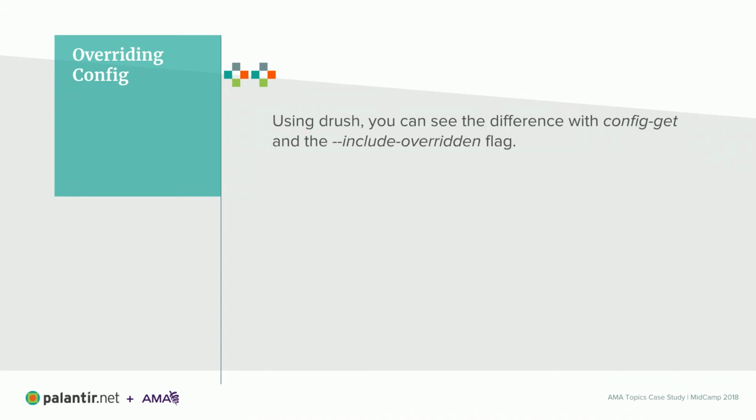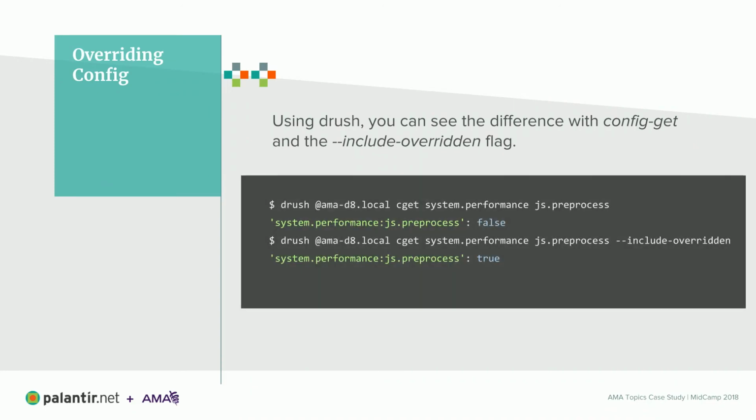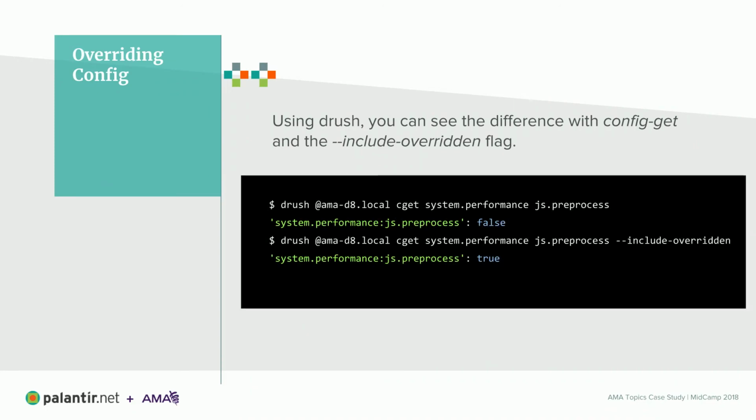And you can also see, using the config get command in Drush, you can use the include overridden flag on there. So, if I want to look at what's defined in config, I can do drush config get and then define the config that I'm after. So I can see that pre-processing JavaScript is set to false in my configuration, but if I include the overridden, I can see that I have set it to true somewhere else.